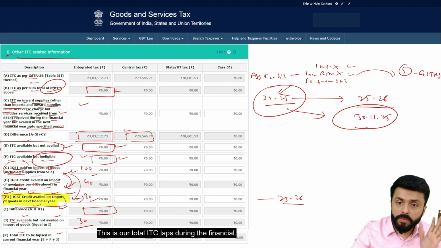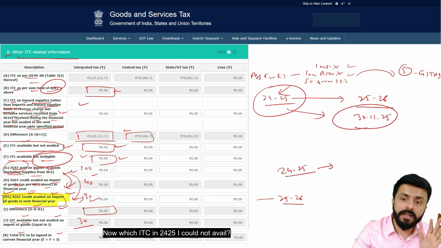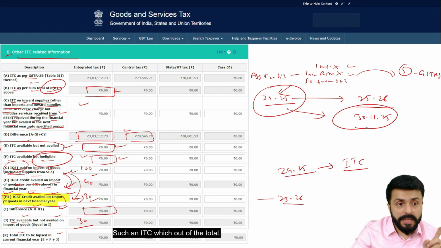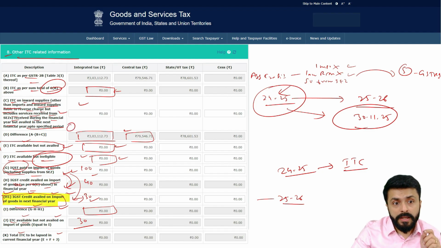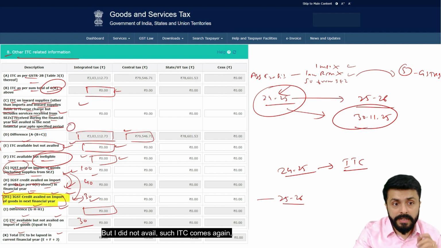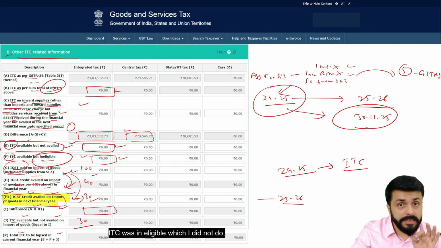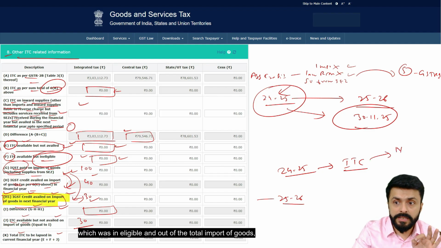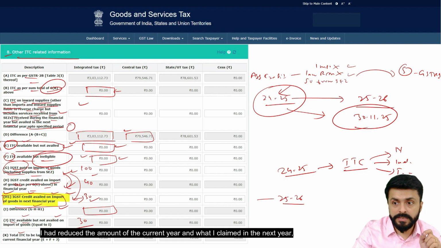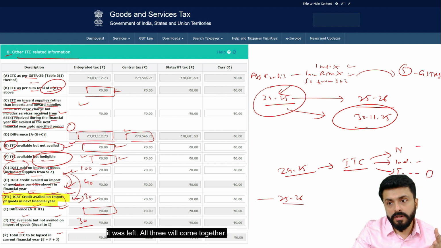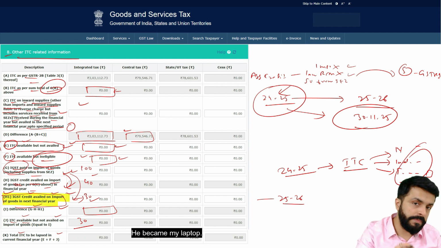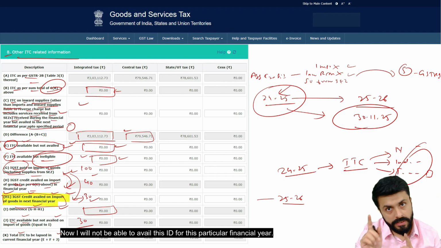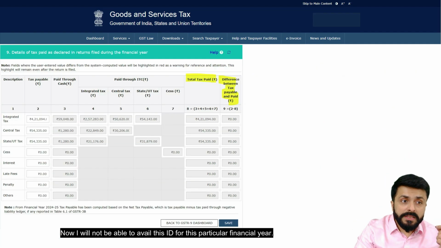This is our total ITC lapse during the financial year. Now, which ITC in 24-25 could I not avail? Such an ITC which was available out of the total, but I did not avail. Such ITC comes again. What our F has done: ITC was ineligible, which I did not claim, and out of the total import of goods, I had reduced the amount of the current year, and what I claimed in the next year, it was left. All three will come together. That became my lapse. Now I will not be able to avail this ITC for this particular financial year.